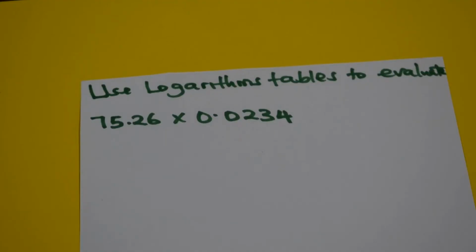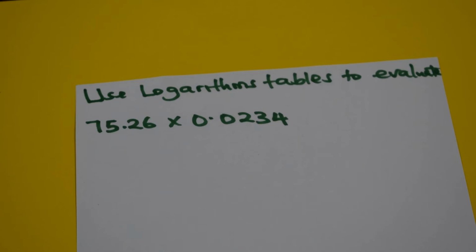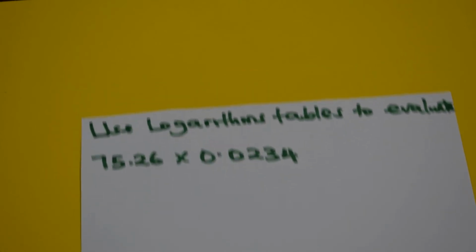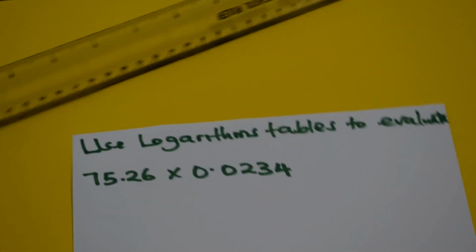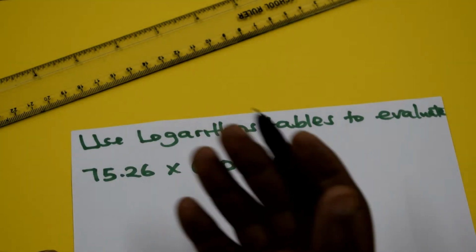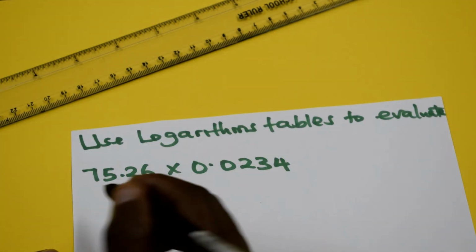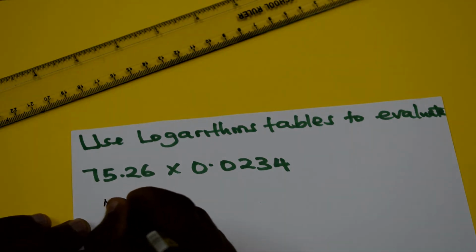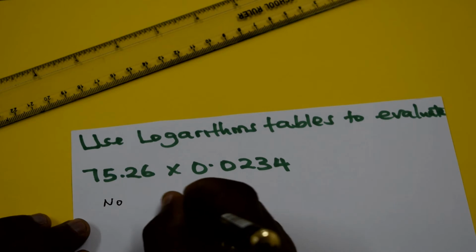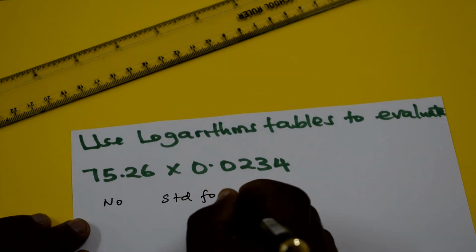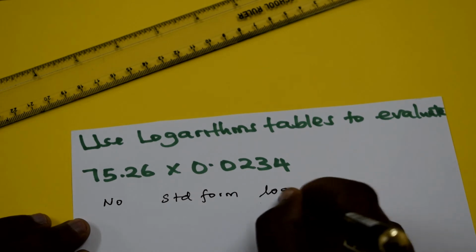So welcome to this part. We are going to deal with logarithm tables to evaluate multiplication. So use logarithm tables to evaluate 75.26 multiplied by 0.0234. So in this case, it's good to organize your work, and you organize your work this way. As you have seen, we are writing standard form and then reading the logarithms. So the first thing is to have the number here. Then you have the standard form, and then you will have logarithms from the table.